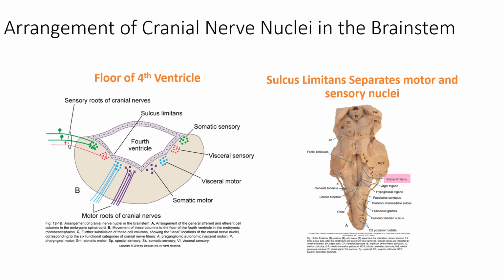All right, so we're going to see these pictures of the cranial nerve nuclei, so check out where they are. Okay, so if you're looking at that picture on the left, so sensory roots of the cranial nerves coming in, we can see that sulcus limitans, which is separating sensory from motor. And then we can see somatomotor, visceral sensory, and somatosensory. And then I highlighted in pink over here the sulcus limitans, where it is when we're looking at this view. So you could see the fourth ventricle here, you could see the fourth ventricle here.